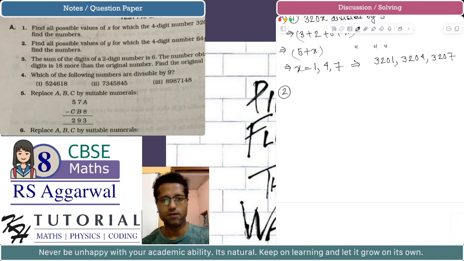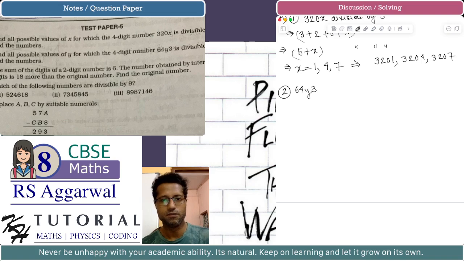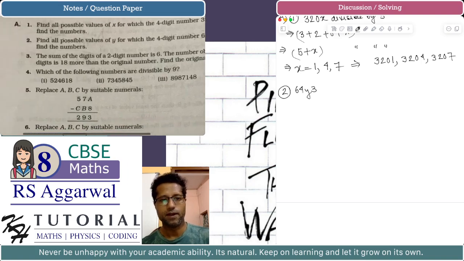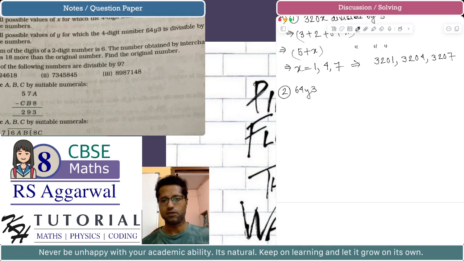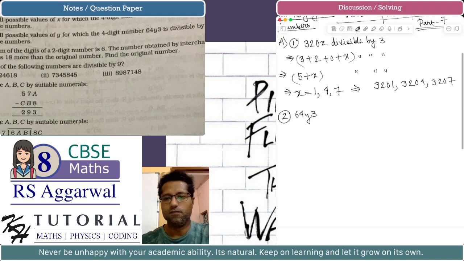Find all possible values of y for which the 4-digit number 64y3 is divisible by 9. Also find the numbers. So it is a similar question like question 1, but in this case we have to check for divisibility by 9. We know that a number is divisible by 9 when the sum of its digits is divisible by 9.